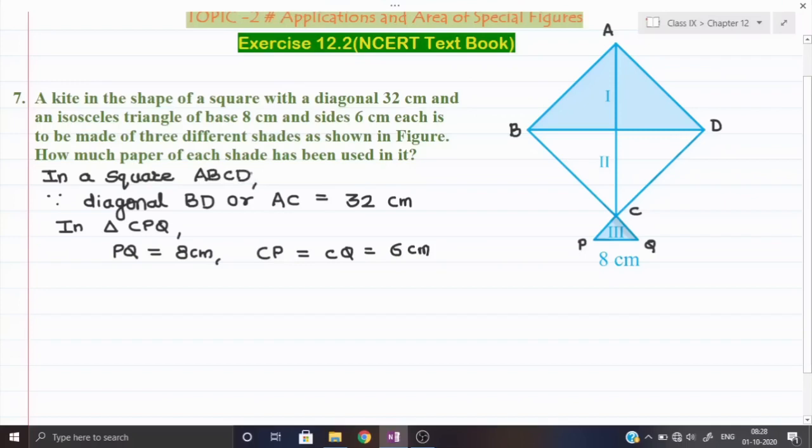Now what they are asking is how much paper of each shade has been used in it. See, you are looking at 3 types of shade over there. One shade is in the triangle ABD, the second shade is blank, looking white, in CBD, and the third, very small, that is the tail of the kite, is triangle CPQ. So we have to find the area of 3 different shades and see how much area will be needed.